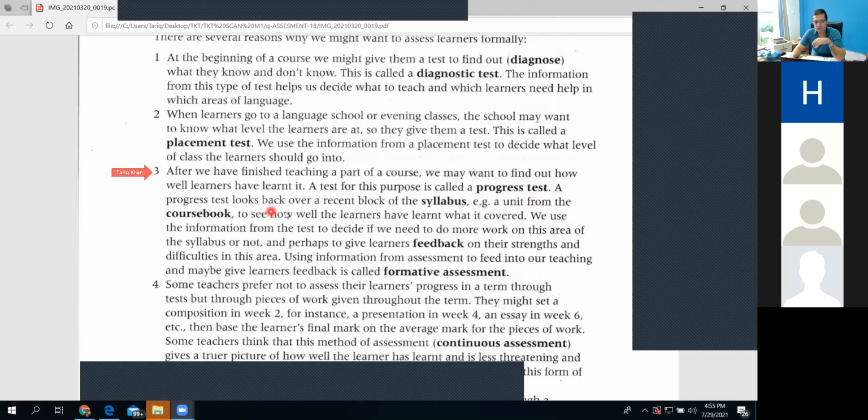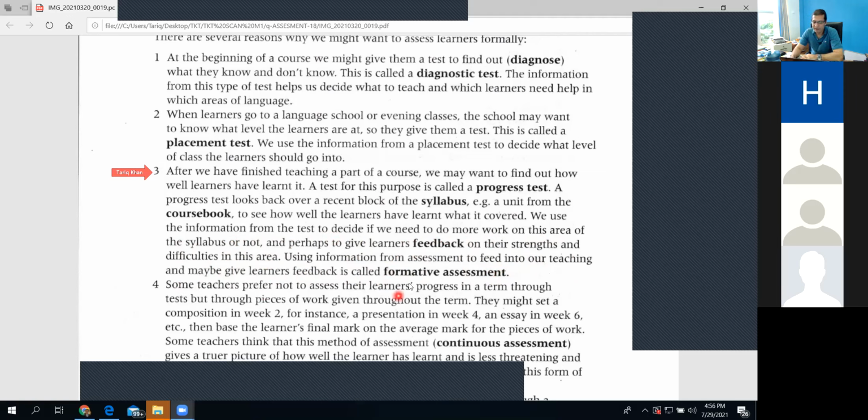A progress test looks back over a recent block of syllabus, for example a unit from a course book, to see how well the learners have learned what it covered. We use the information from the test to decide if we need to do more work on this area of the syllabus or not, and perhaps to give learners feedback on their strengths and difficulties in this area. Using information from assessment to feed into our teaching and maybe give learners feedback is called formative assessment.